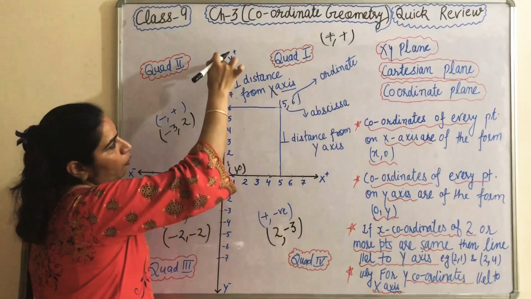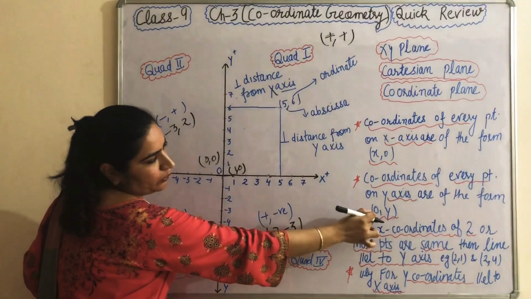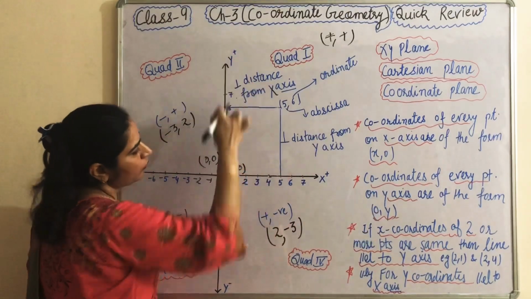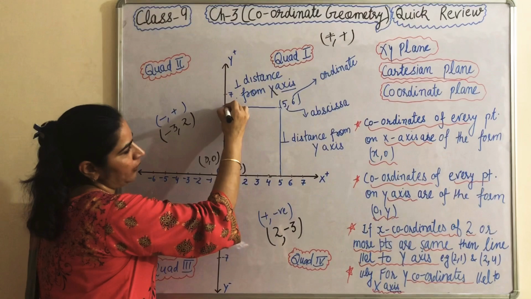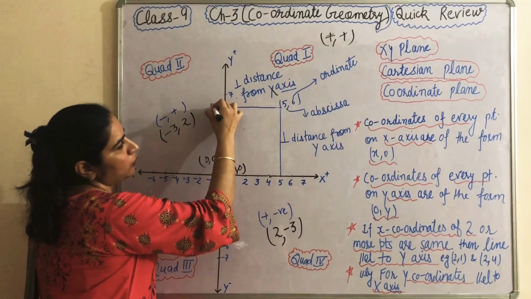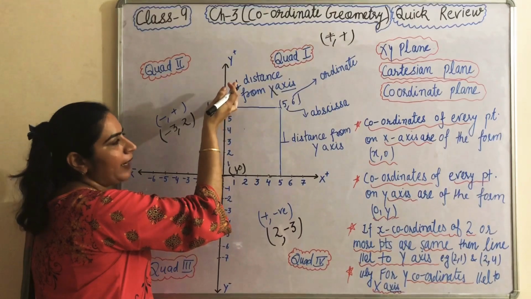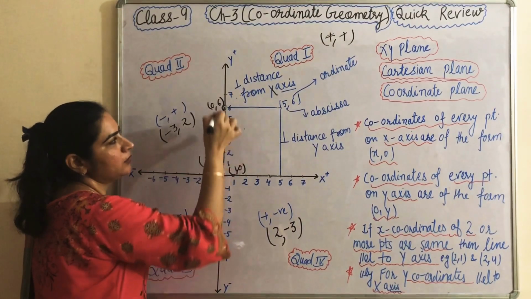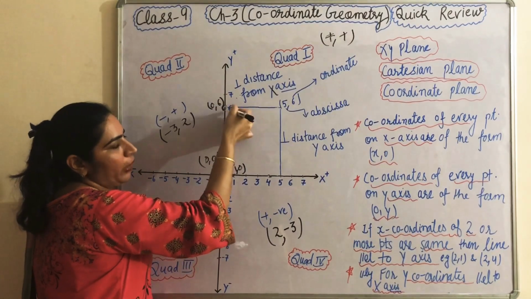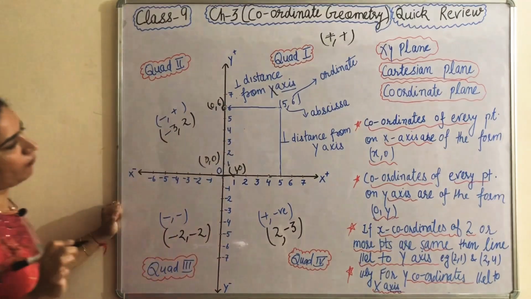Similarly, any point lying on the y-axis is of the form (0, y). Suppose here I am taking one point, this is 0 and 6, because there is no perpendicular distance from the y-axis, so the x-coordinate is 0 and then the point itself. Here I have taken 6, so 0 and 6.